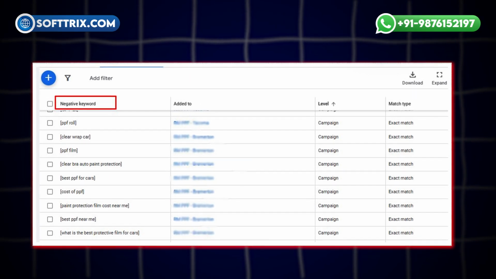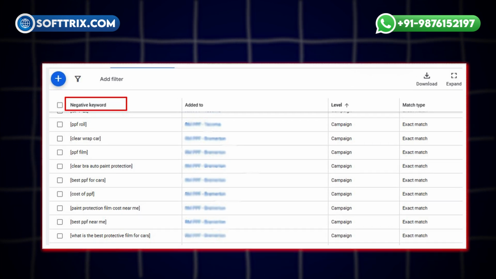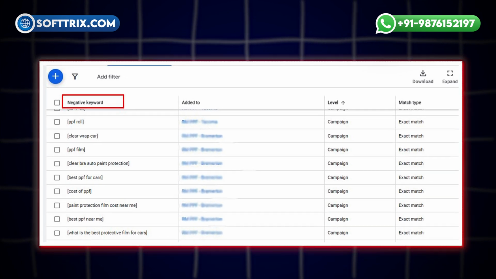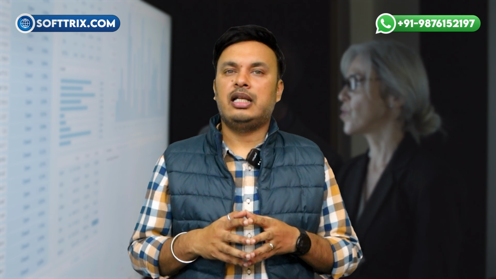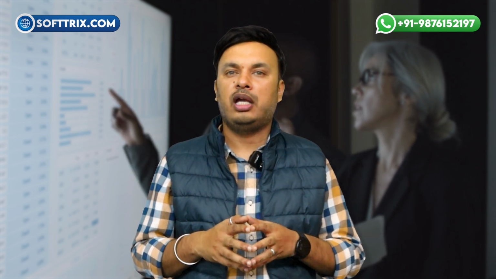This tactic ensured that the ads would not show for queries unrelated to the client's services, helping us prevent wasted ad spend on low converting traffic. By regularly optimizing the negative keyword list, we kept the campaign focused on high quality clicks.